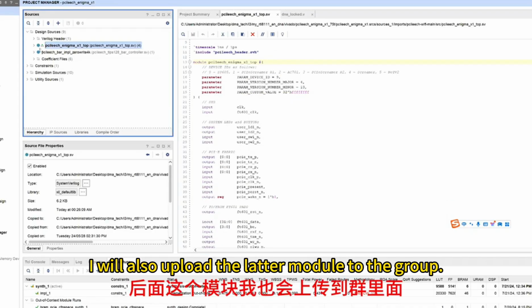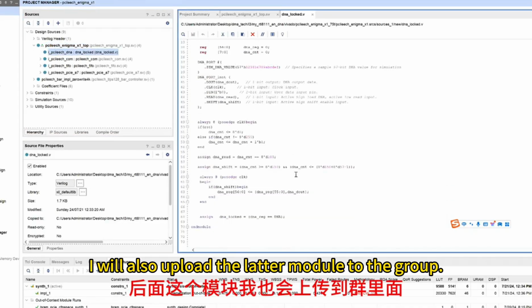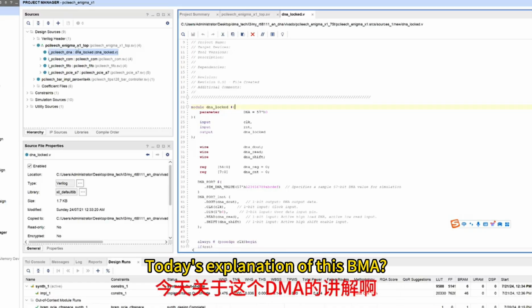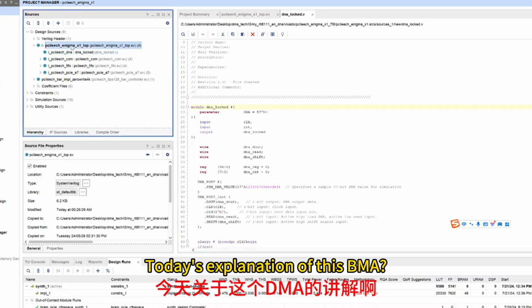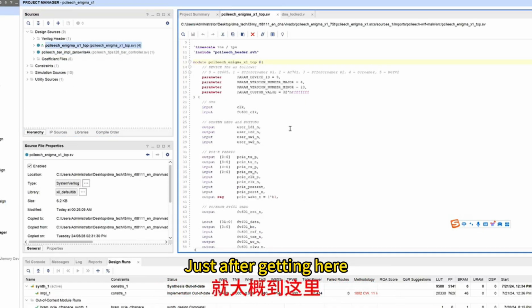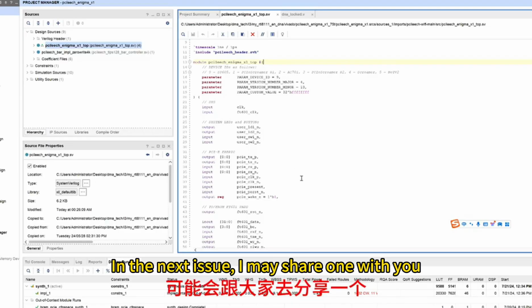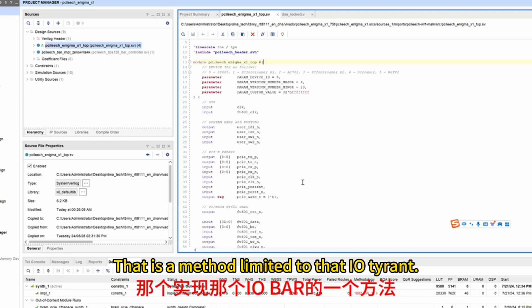I will also upload this module to the group, and then you can pick it up. That's today's explanation of DNA. In the next issue, I may share with you a method to limit the I/O.